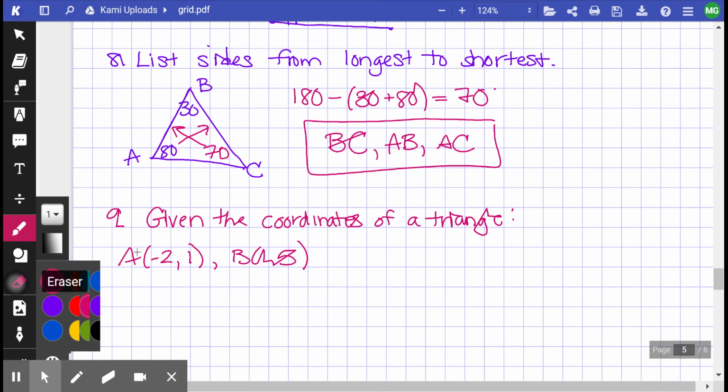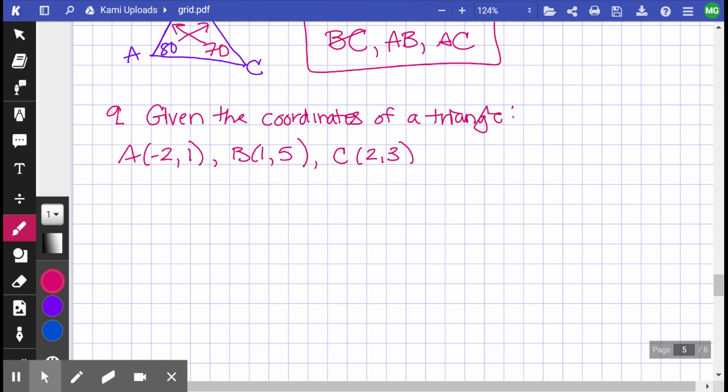Oh, that's really, I don't know why this is writing so connected. And C is 2, 3. Maybe I'm writing different today.